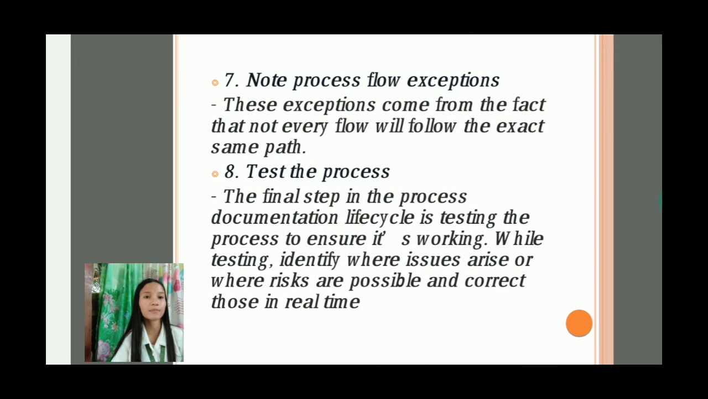The seventh one, note process flow exemptions. So these exemptions come from the fact that not every flow will follow the exact same path. For example, an exemption to the above workflow might be that some tasks don't need a review depending on the complexity of the work. In that case, you'll want to note which scenarios don't require approval. You should also include the steps your team should take to address these exemptions.